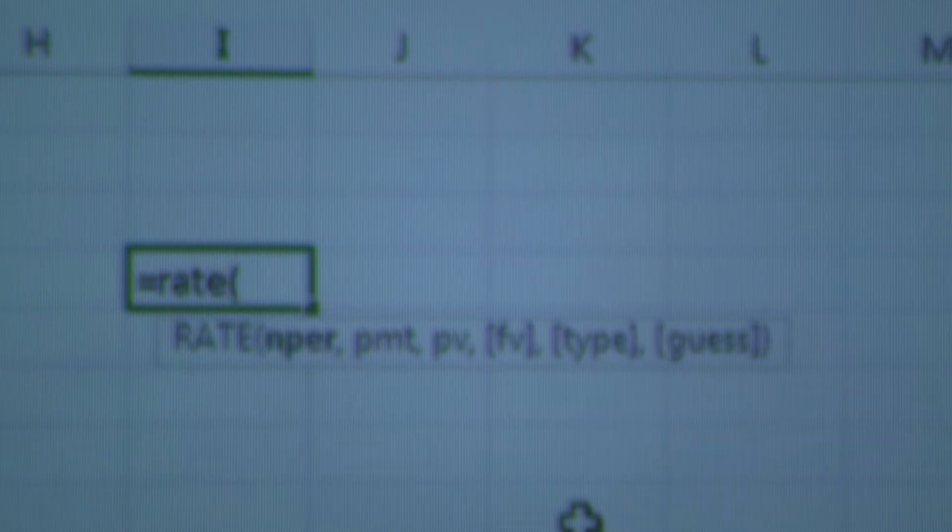So the rate requires a number of periods, some payment value, some present value, and potentially some future value, and it will return the rate. Again, it's critical that your present value is going to be a negative value. This is what you're putting in, and what you'll get out would be a positive value, and it'll return the rate that makes that statement true.